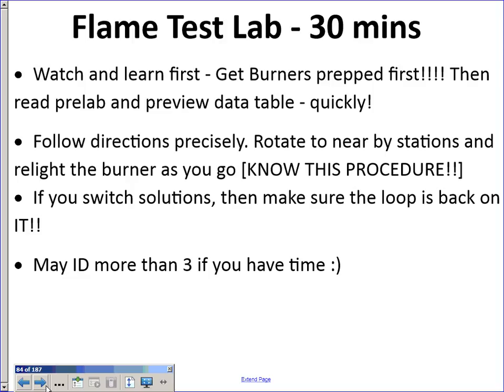Alright, you should be set up in about 30 seconds, and then you're going to look back here, and I'm going to demonstrate how this works.